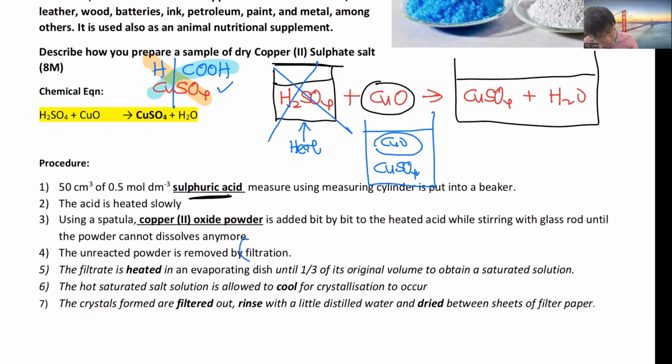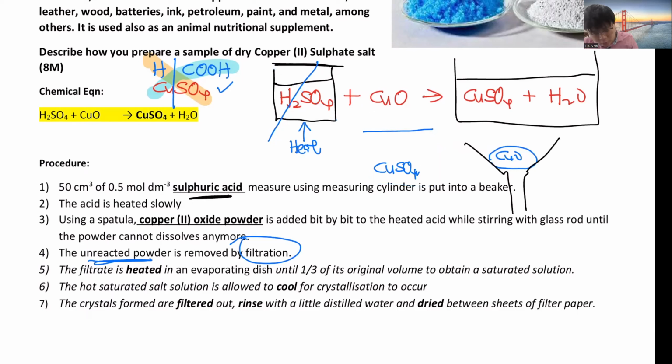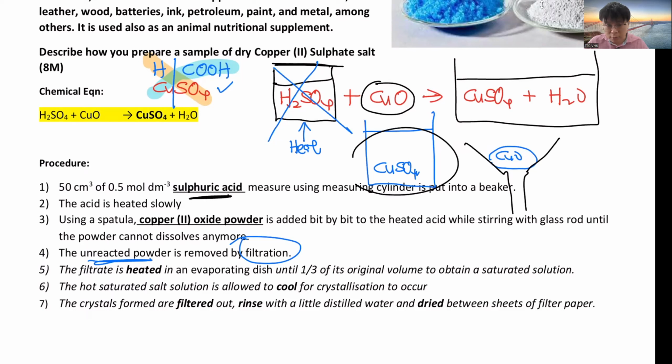So you filter out the unreacted powder. Filter out already, then you are left with this solution, but this salt is soluble in water. So how to take it out? You have to do the process: heat, cool, filter, rinse, and dry to extract out the salt.